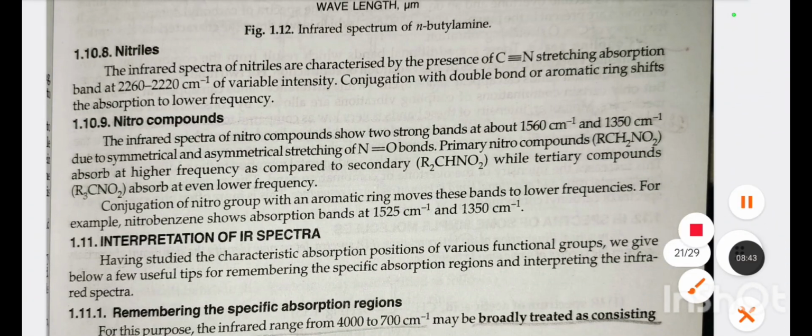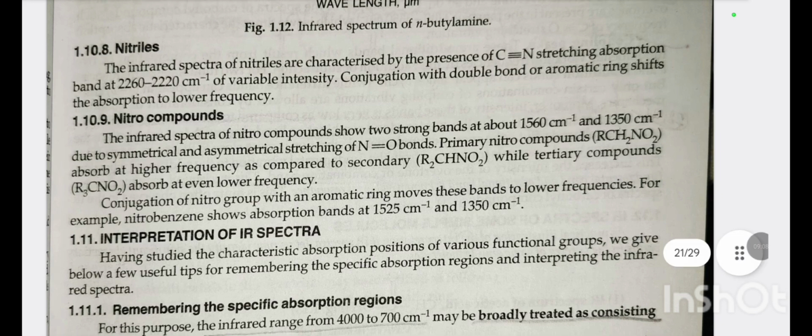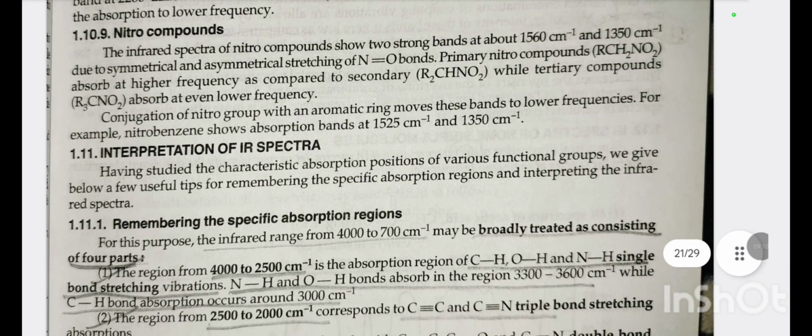Nitriles. The infrared spectra of nitriles are characterized by the presence of C≡N stretching absorption band at 2260 to 2200 cm⁻¹, variable. Conjugation with a double bond or aromatic ring shifts the absorption to lower frequency.